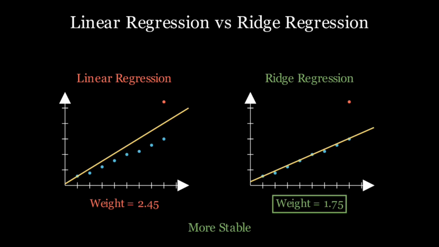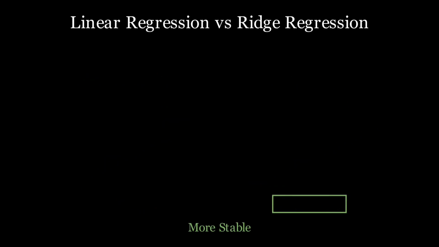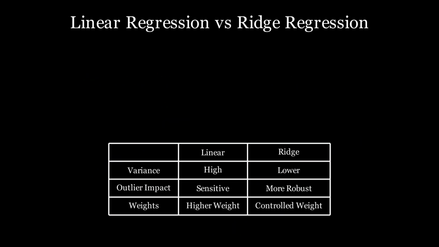Let's compare the learned weights. The linear regression model ends up with a larger weight. Ridge regression keeps the weight under control because large weights are penalized during training. This makes ridge regression more stable. Instead of focusing too much on a single unusual observation, it balances prediction accuracy with model simplicity.